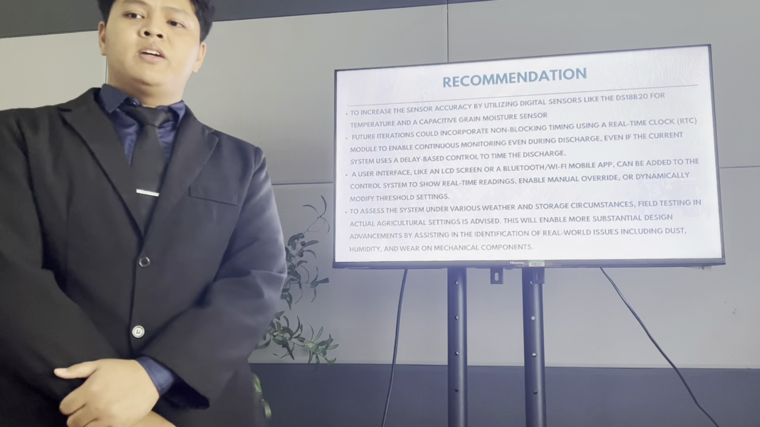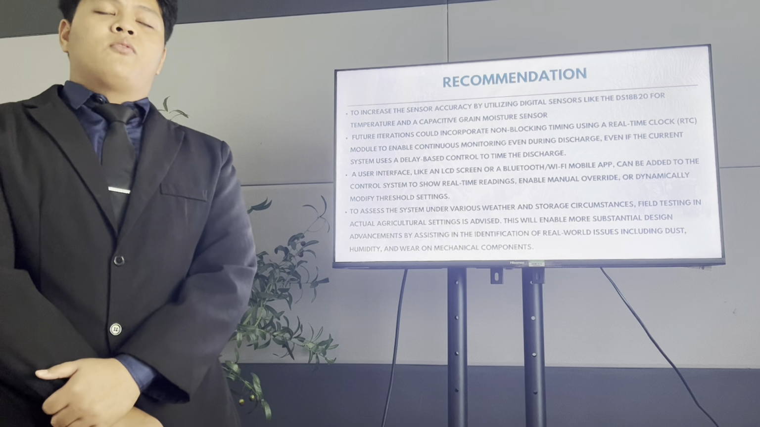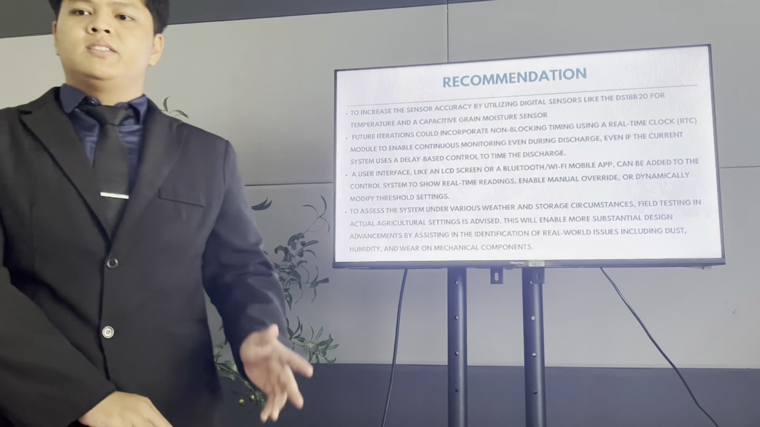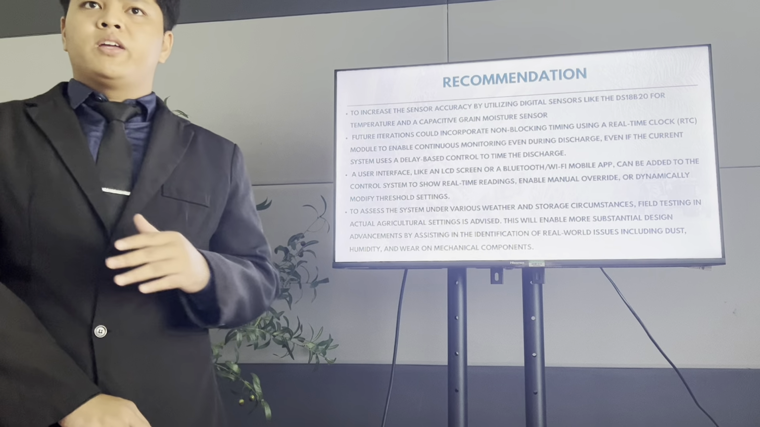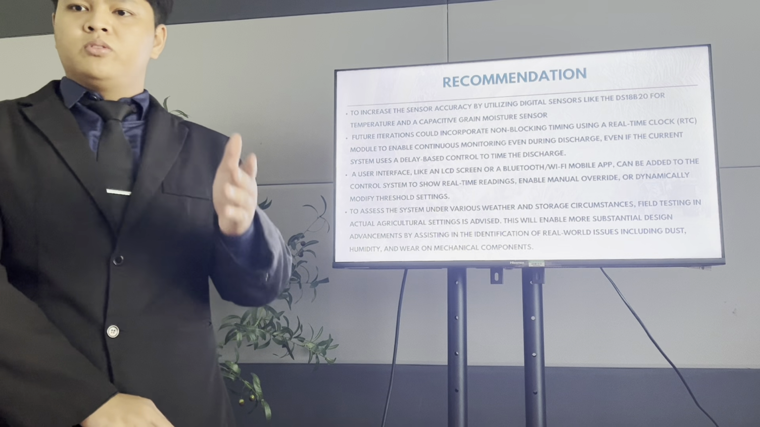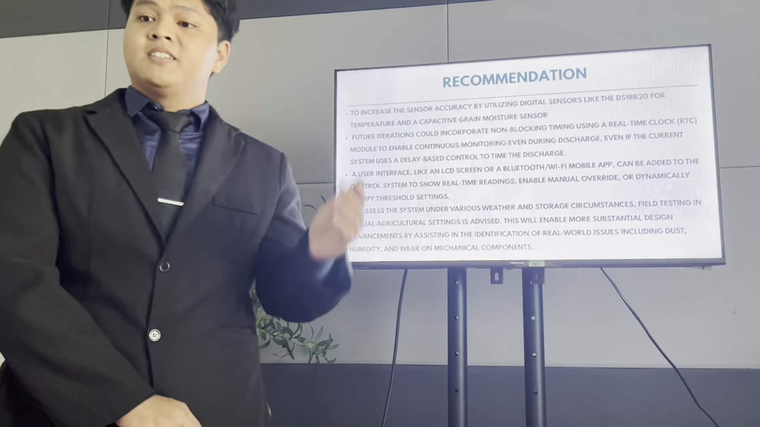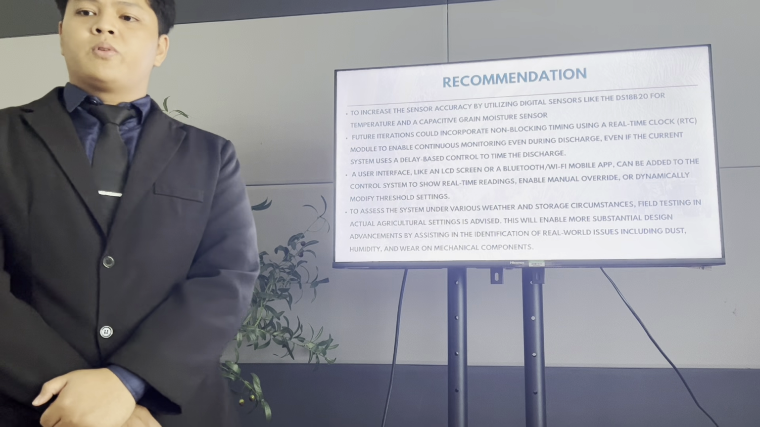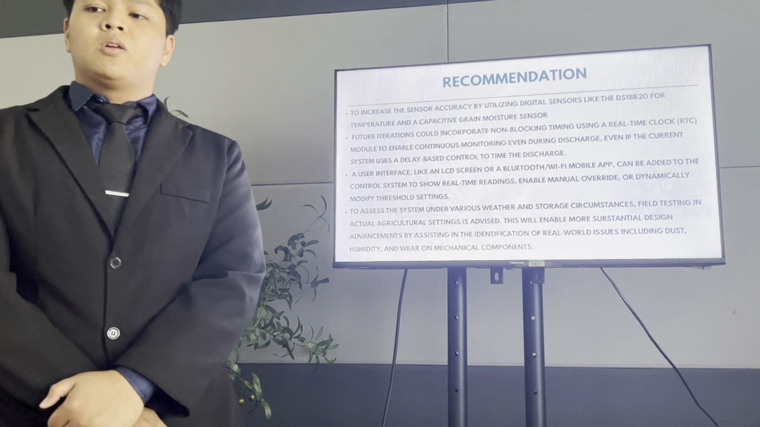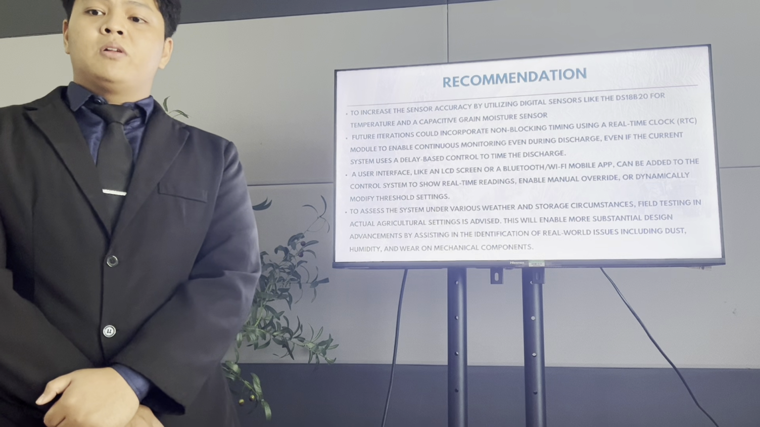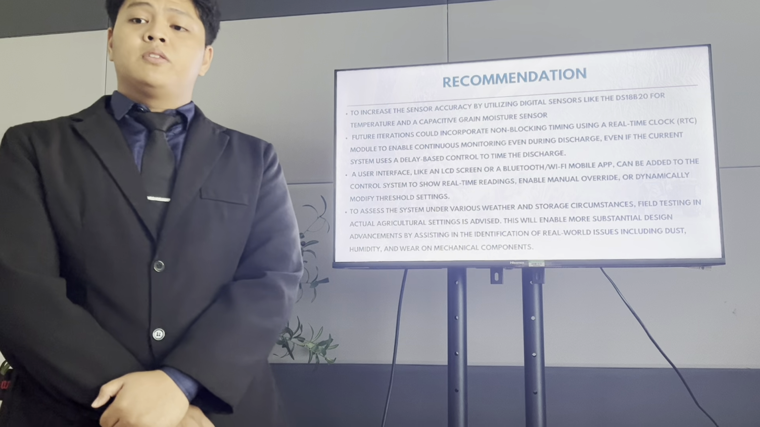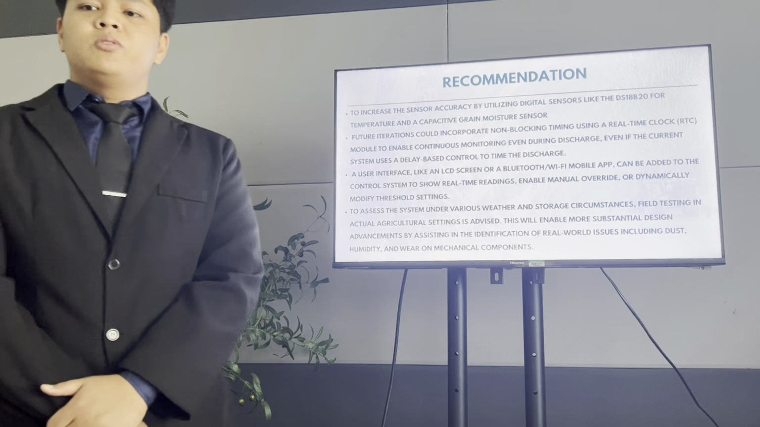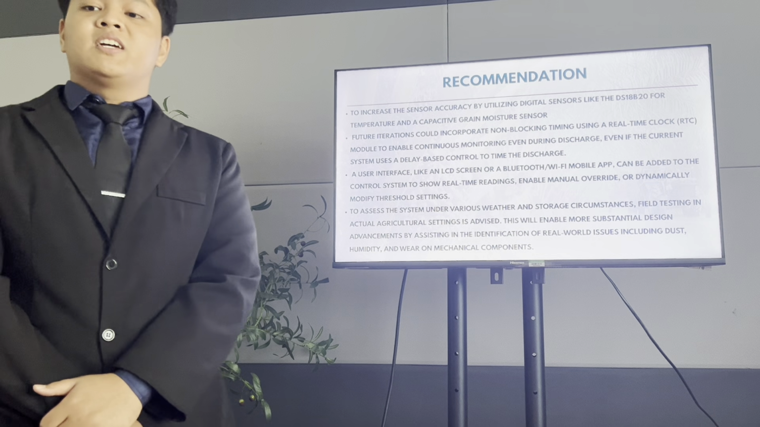The recommendation for my project is to increase the sensor accuracy by utilizing digital sensors like the DS18B20 for temperature and a capacitive grain moisture sensor. For now, my sensor is an analog sensor, the very old school sensor. And to get an accurate reading, we can use the digital sensor. And secondly, future iterations could incorporate non-blocking timing using a real-time clock RTC module to enable continuous monitoring even during discharge, even though the current system uses a delay-based control to time the discharge.